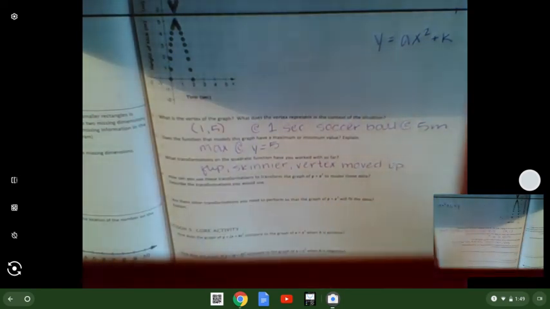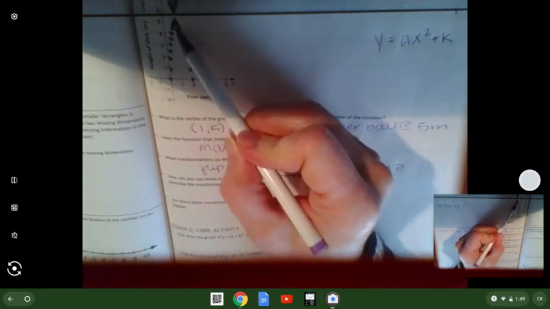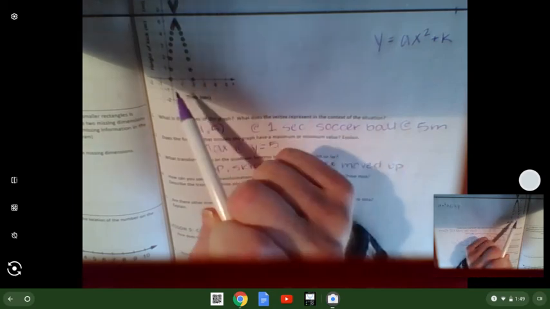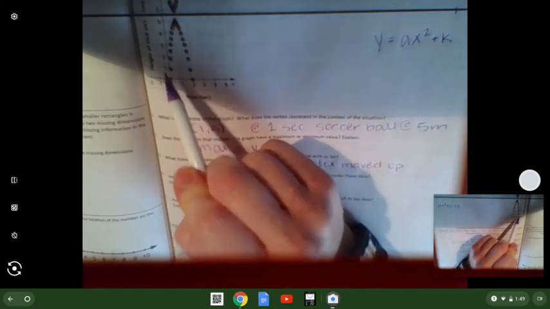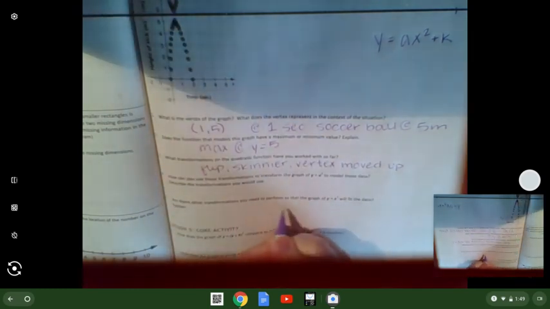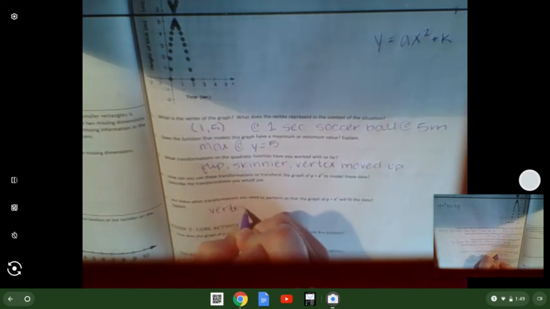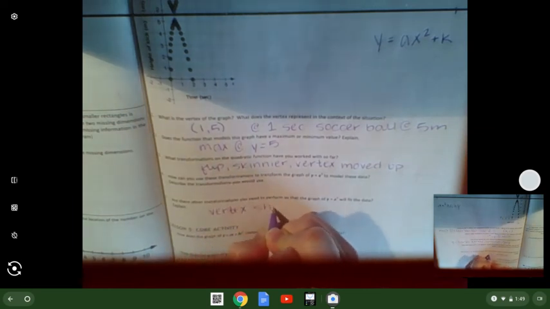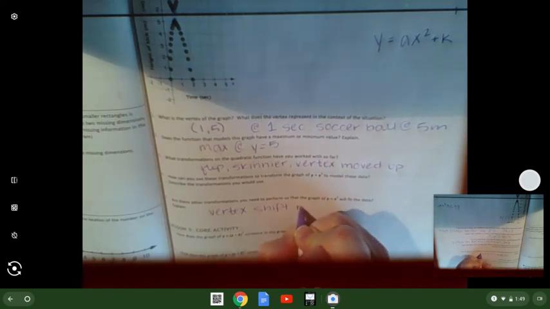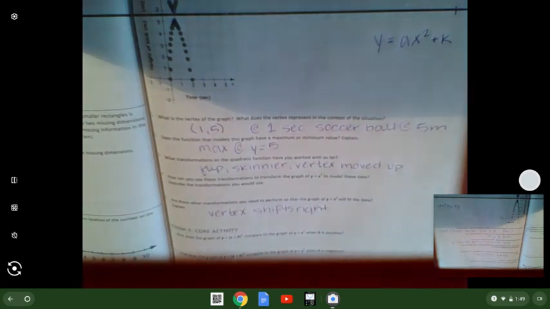Now, I'm going to skip down quickly to number 5, because you may be saying, well, not only did this flip over, not only did it get skinnier, which I realize that one's a little hard to see. Don't worry about that so far. But you should see that it flipped over and the vertex moved up. But many of you may be saying, hey, that vertex moved to the right. Are there any other transformations you need to perform? Yeah, our vertex needs to shift right. And that's going to be something we explore here really shortly.